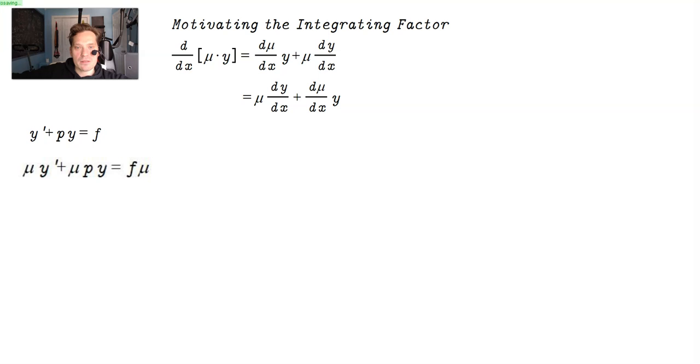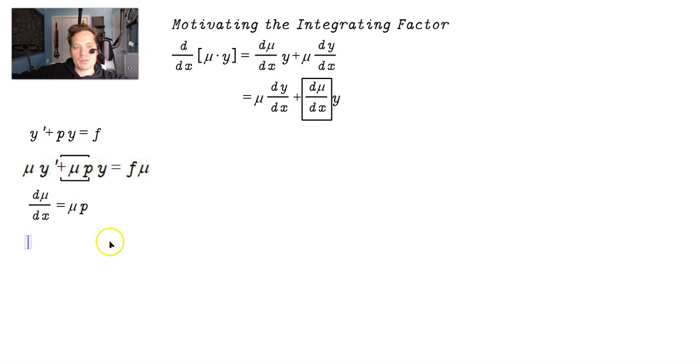So now look very carefully. This mu times y prime, that's mu dy dx, it's already present. So that means that mu p has to be equal to this d mu dx right here, because those are matching coefficients. They're both on y. You see that? So we can write down the following equation: d mu dx is equal to mu p.